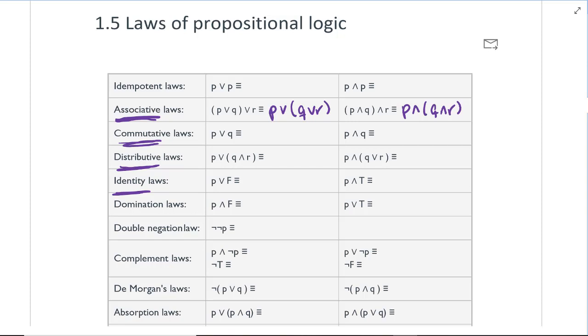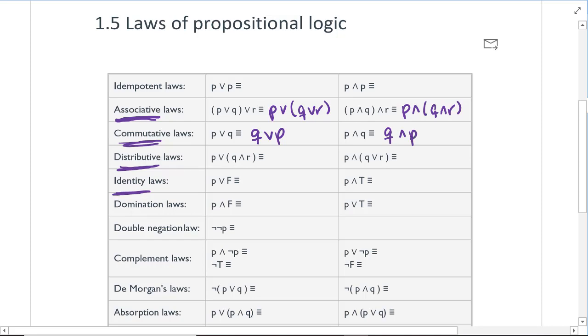Commutative laws usually mean that we can switch the order, and that is also the case for disjunctions and conjunctions. So P or Q is equivalent to Q or P, order doesn't matter. Likewise with the and symbol, P and Q is equivalent to Q and P.